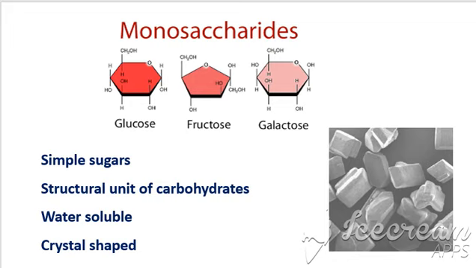Basically, you will learn about three types of hexoses. As you can see in this picture, these are the structural formulas of three monosaccharides: glucose, fructose, and galactose. These are highly water soluble and crystalline in shape. This is an electron microscopic image of a crystalline simple sugar molecule.